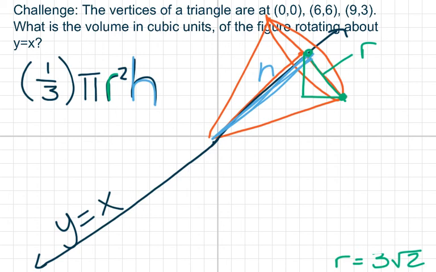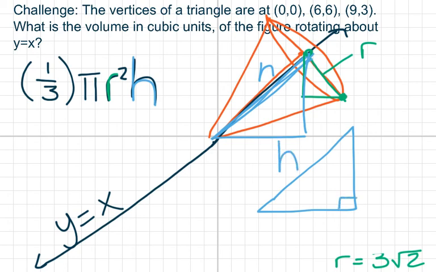So now we're going to do the blue triangle. And we're going to do basically the same thing. I'm going to just redraw it over here. So we're trying to figure out H, our hypotenuse. The horizontal line is 6. The vertical line is 6. So I'm going to do the same thing. 6 squared plus 6 squared equals H squared.